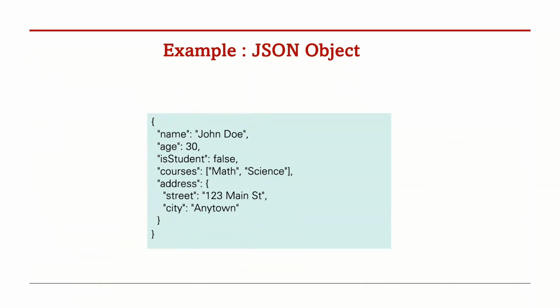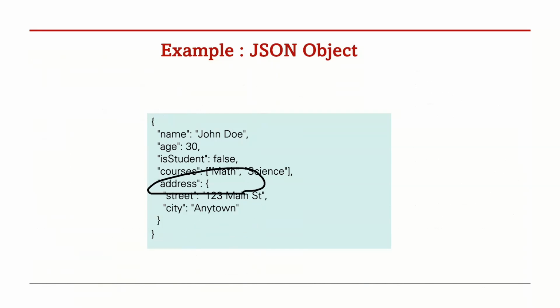As you can see, the first key is name and its value is John Doe. Both the key and the value are in double quotes because the value is a string. Next, we have age and its value is 30. Since age is a number, it doesn't need double quotes.